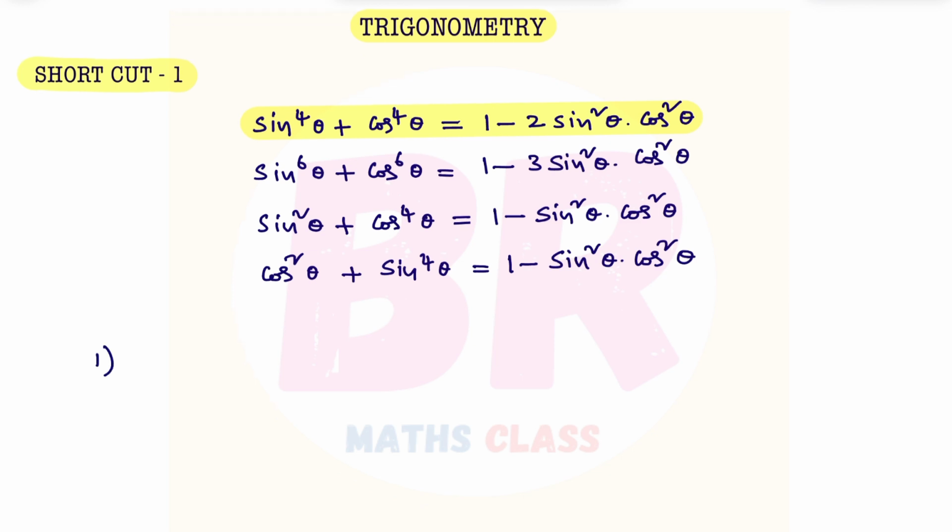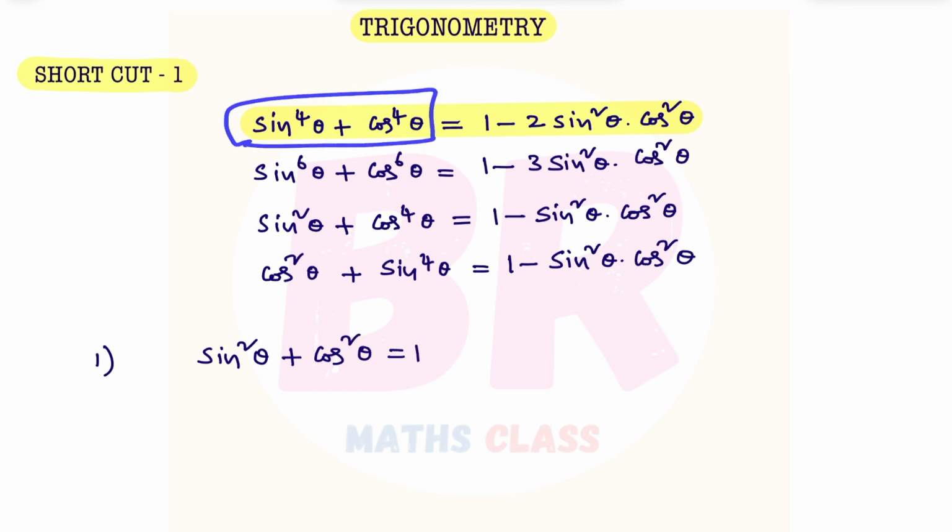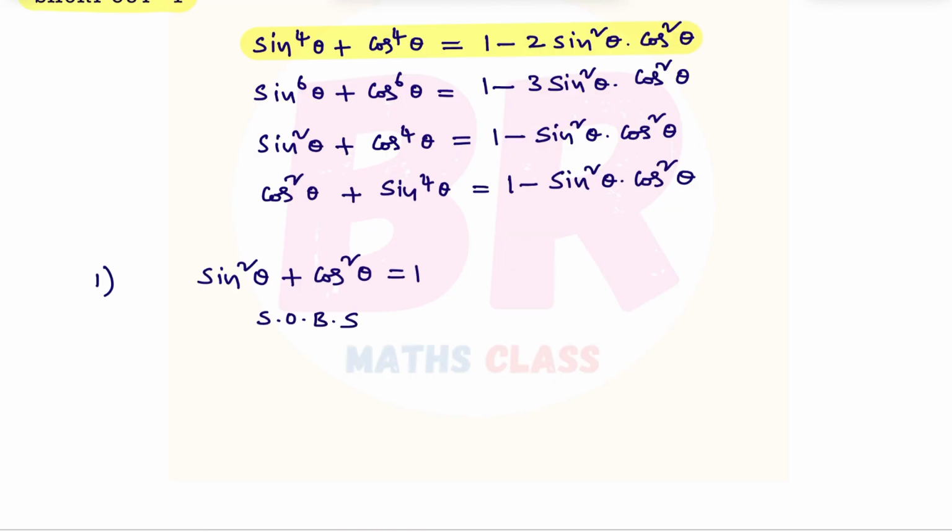This first derivation: sin^4 theta plus cos^4 theta is 1 minus 2 sin^2 theta cos^2 theta. To derive these results, I use a very popular trigonometric identity: sin^2 theta plus cos^2 theta equal to 1, right? As I need sin^4 theta plus cos^4 theta, how will I get it? I'll square this on both sides. Squaring on both sides. Okay.